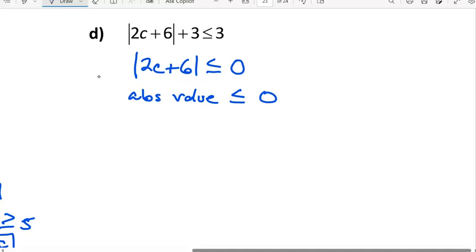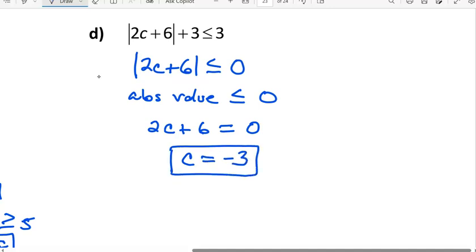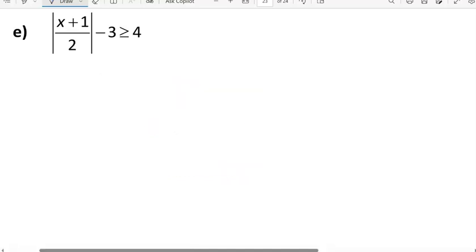so it cannot be less than 0, but it can be equal to 0. And so an absolute value is equal to 0 when the inside of the absolute value is equal to 0. And if we subtract 6 and then divide by 2, that'll give us c is equal to -3. So this inequality has an equation as its answer. C is only equal to -3, as opposed to a group of numbers, those greater than or less than a certain number.